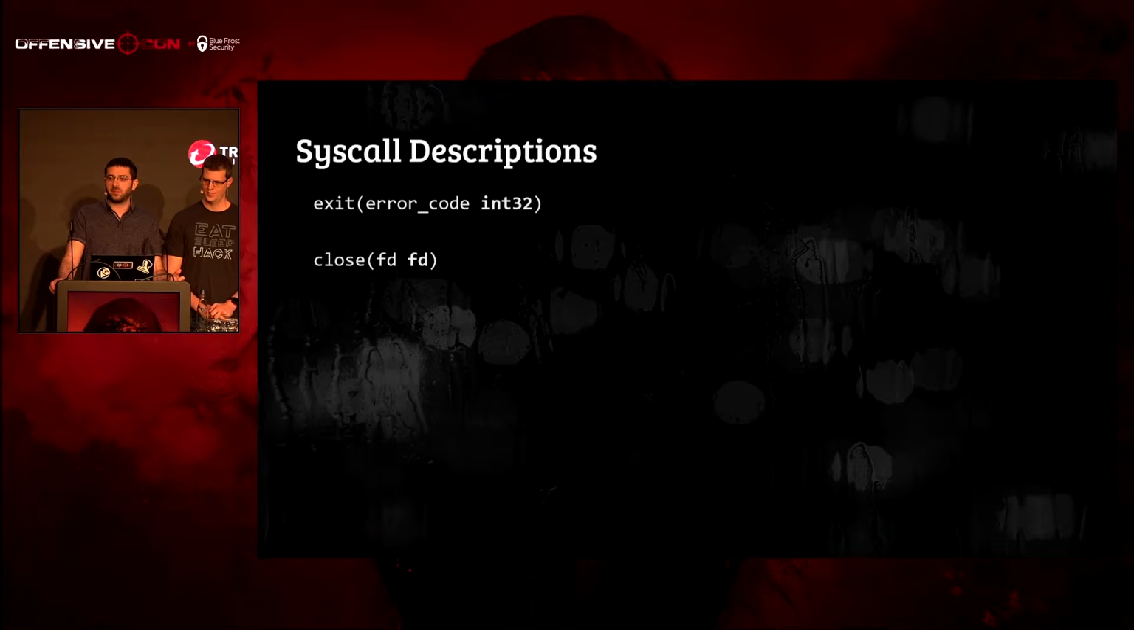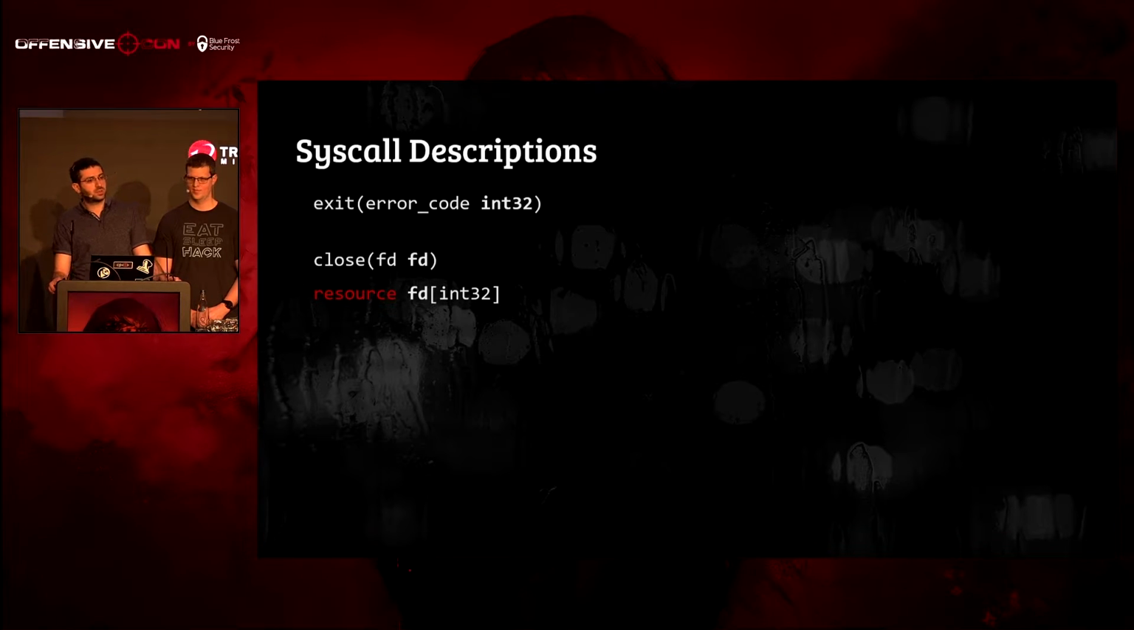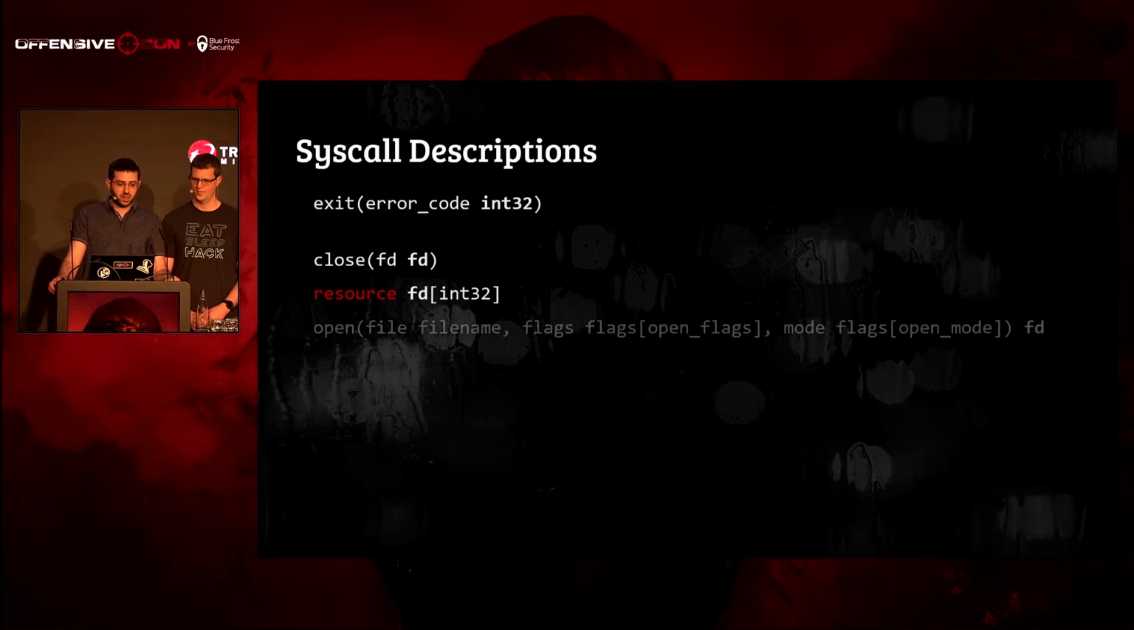A more complicated example is the close syscall, which receives a file descriptor, which is technically an int. However, we know that file descriptors are a handle to a kernel resource, meaning that random numbers will just be rejected by the kernel. That's why Syscaller has the concept of a resource, which is a type that it cannot generate by itself, but has to use other syscalls to obtain. An example of a syscall that returns a file descriptor is the open syscall.